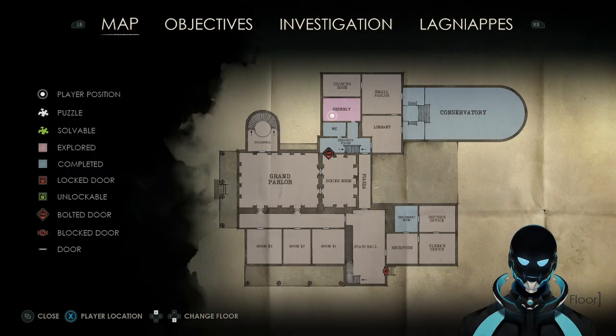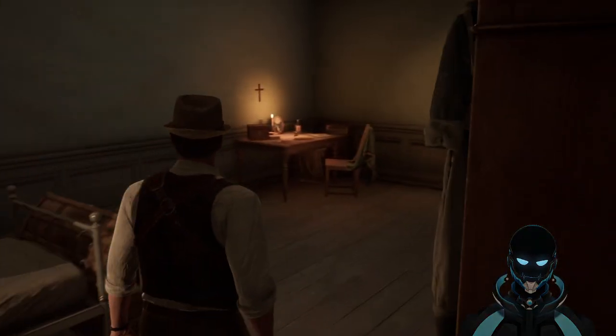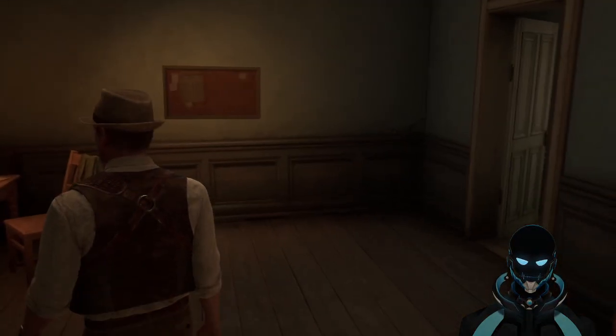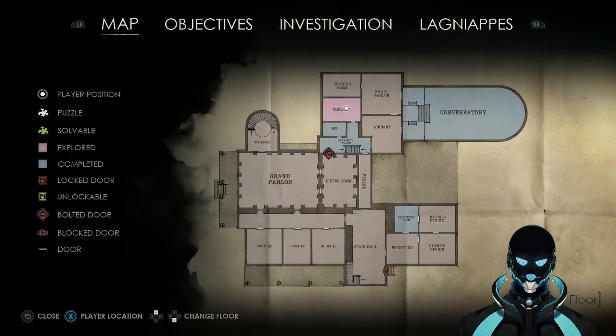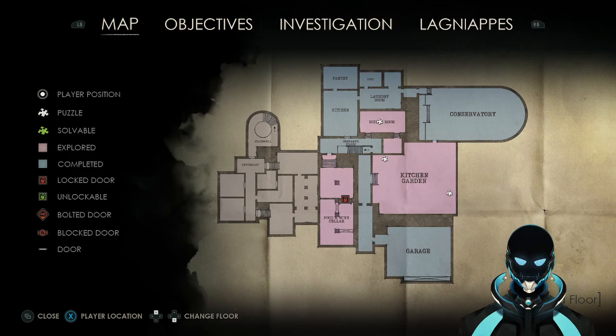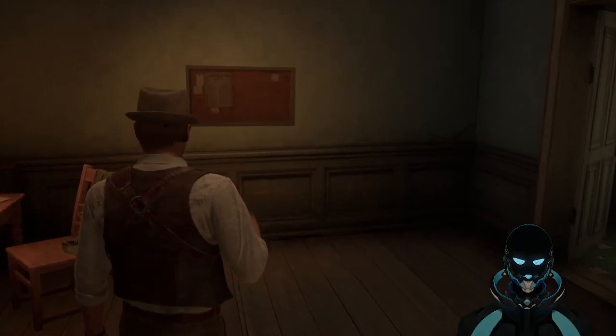Alright, where's the grand parlor? We can't get to it currently. Okay. Can I make a mark? I cannot. Oh, that's interesting. Whether a puzzle is solvable or not. That's interesting. Okay. This is a good map.